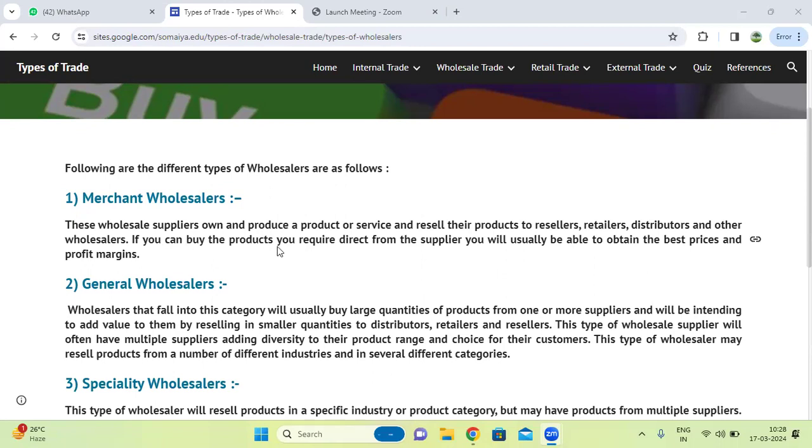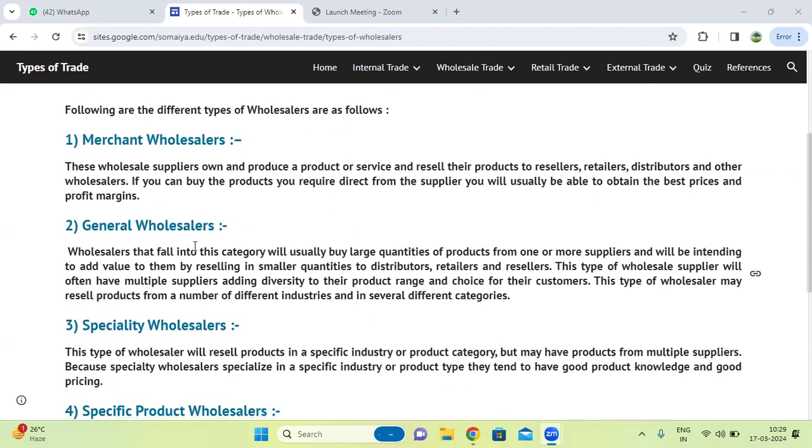They buy the products they require directly from the suppliers, so they can get the best prices and profit margins. In short, the merchant wholesaler produces the product and may offer their own service too. They sell products to resellers, retailers, distributors and other wholesalers. Next one, the general wholesaler.